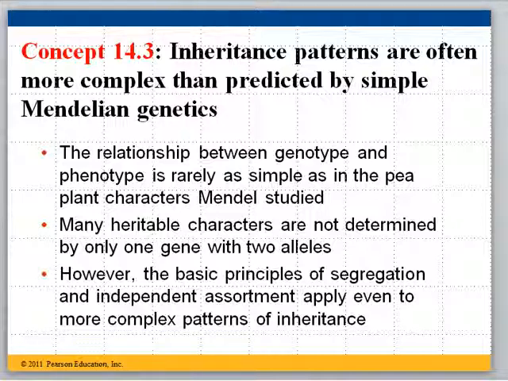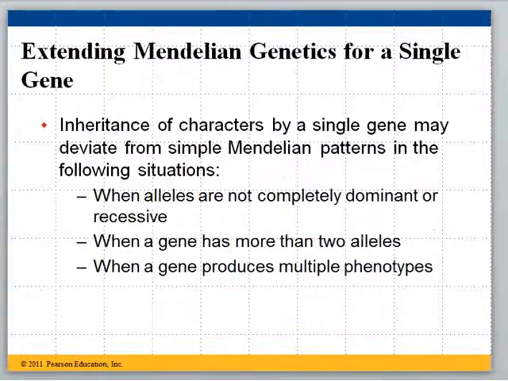So unfortunately, it gets more difficult because a lot of what you see, characteristics or traits, are not determined by a single gene and only 2 alleles. It can be far more complicated. Say, for example, hair color in humans is likely determined by a number of genes, not just one. However, the basic principles that Mendel came up with of segregation and independent assortment, they do apply even to these more complex patterns that we're going to take a look at.